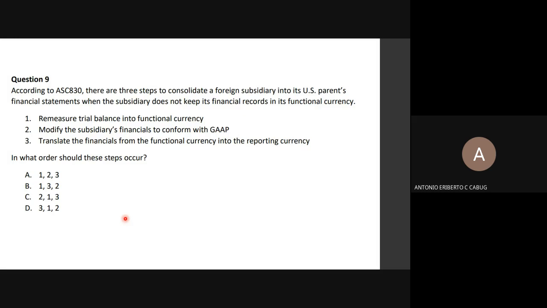Enter now. Enter your answers, everyone. In what order should these steps occur?